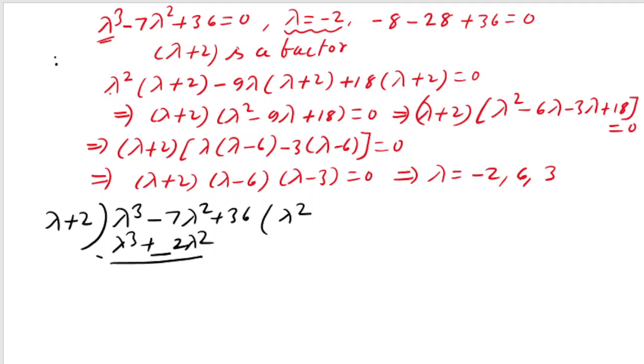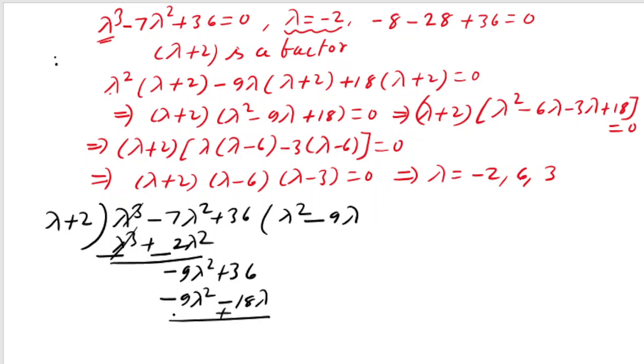So I take minus minus, this cancels, I get minus 9 lambda square plus 36. So I am writing minus 9 lambda, and I will get minus 9 lambda square minus 18 lambda, right? So it will become plus, it will become plus. So this and this cancel, you will get 18 lambda plus 36.